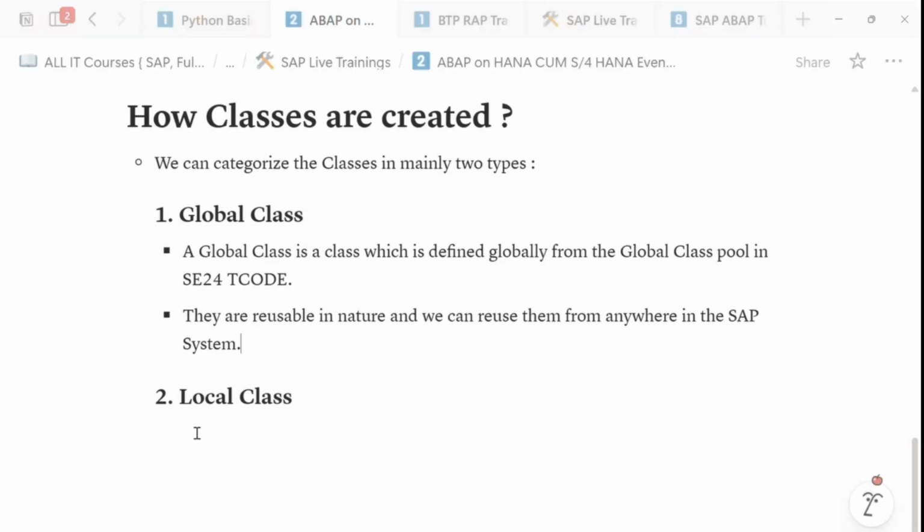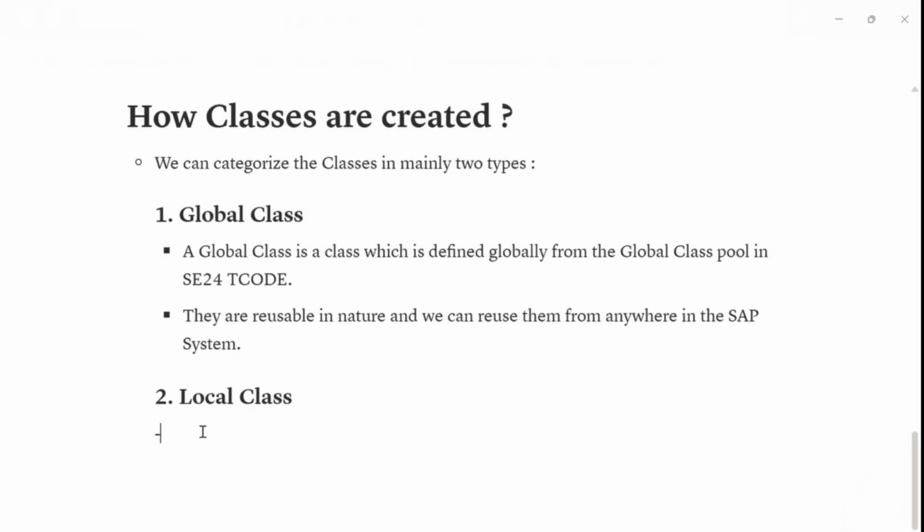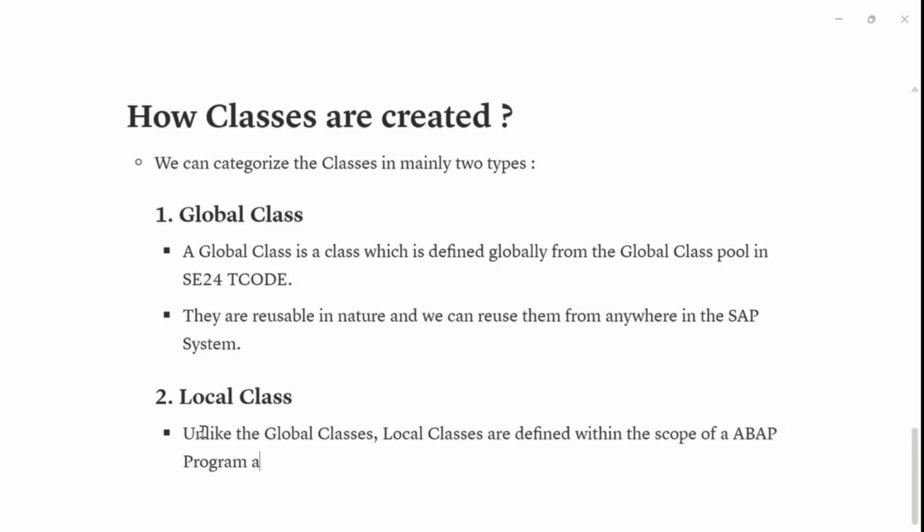Unlike global classes, local classes are completely different. Local classes are defined within the scope of an ABAP program and are non-reusable in nature. They can only be used from the same program.